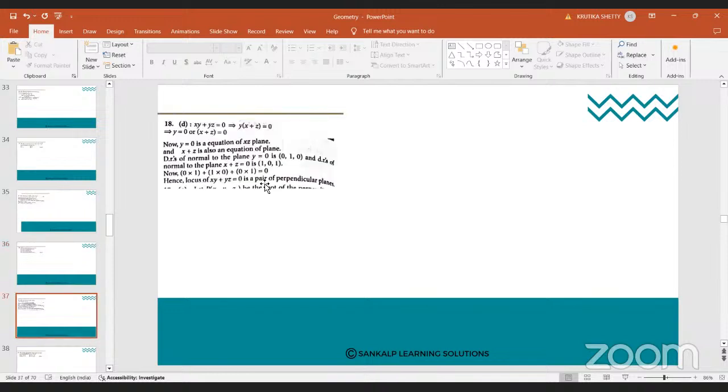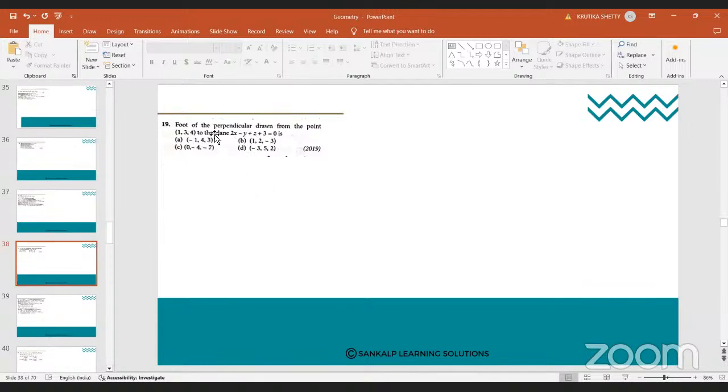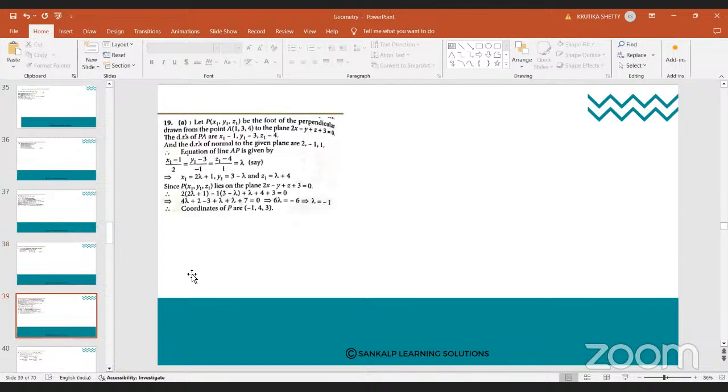Okay, two planes perpendicular to each other. Next, foot of the perpendicular drawn from the point (1, 3, 4) to the plane 2x minus y plus z plus 3 equal to 0. Again, the same formula we have to use.